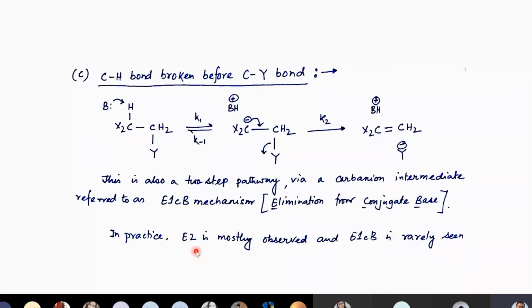In practice, E2 is mostly observed and E1CB is rare. So this kind of mechanism is very rarely seen. Okay, we'll see also some of the examples.